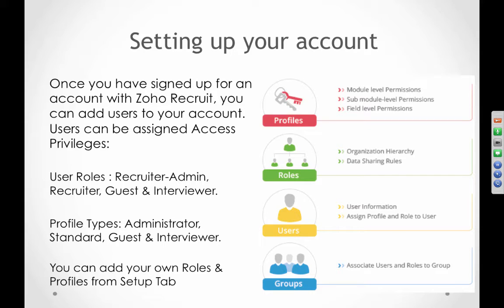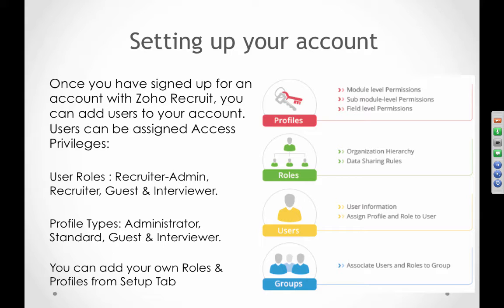Once you have set up your Zoho account, you can add multiple user accounts, and the users can then be provided with access privileges in the form of profiles. So user roles, the default ones are recruiter admin, recruiter, guest, and interviewer. And for each role, you can assign a profile, which could either be an administrator, standard profile, guest, interviewer, or your own custom profiles as well.